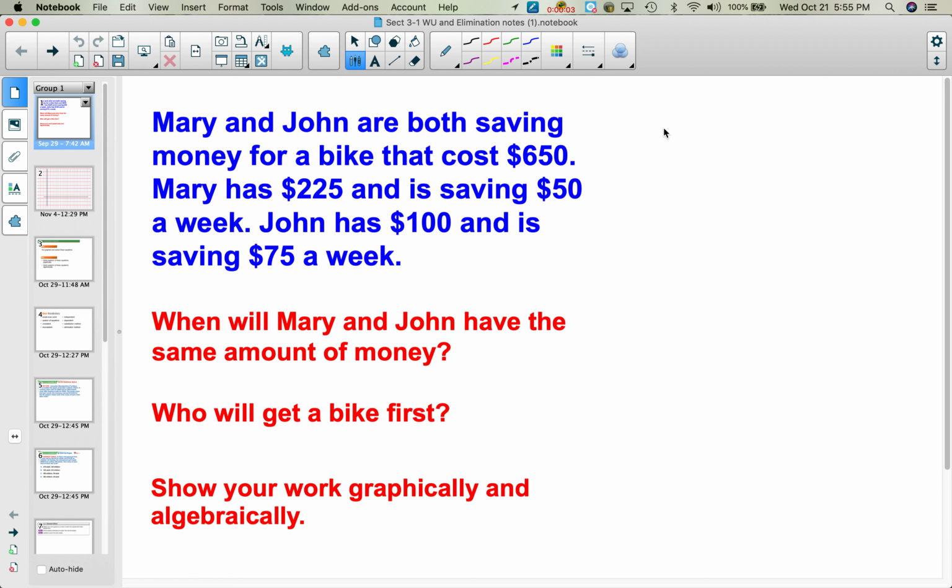Mary and John are both saving money for a bike that costs $650. Mary has $225 and is saving $50 a week. John has $100 and is saving $75 a week.